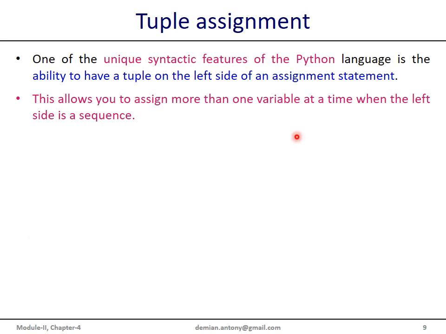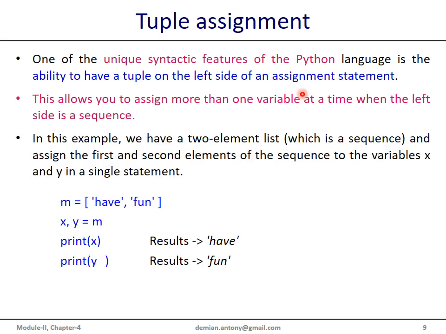One of the unique features of Python is the ability to have a tuple on the left side of an assignment statement. This feature allows us to assign more than one variable at a time when the left hand side is a sequence. Let's take up one example.